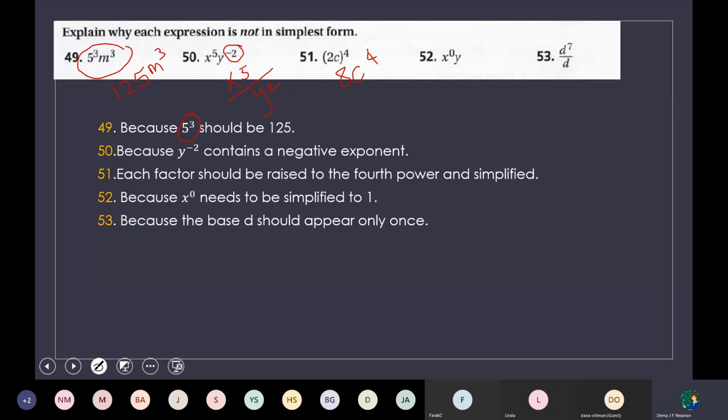Number 52, x to the power 0, y. Is it in the simplest form? No, because x to the power 0 needs to be simplified to 1. So just keep it as y. Yes? In number 51, it is to the power of 4. So 2 to the power of 4 is 8. Or 2 times 2 times 2. Yes, 16. Thank you. Thank you so much.